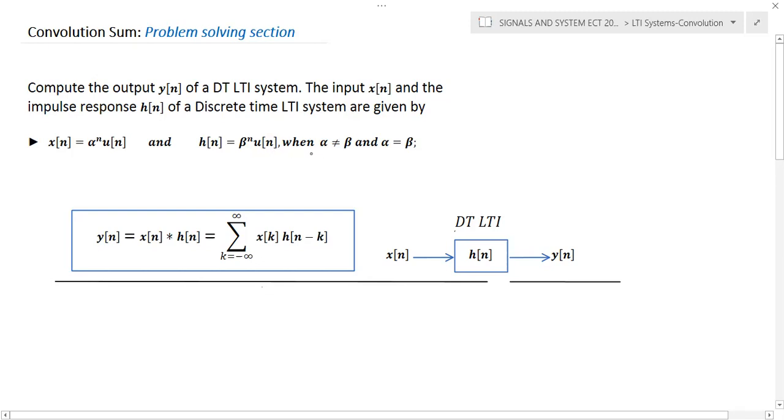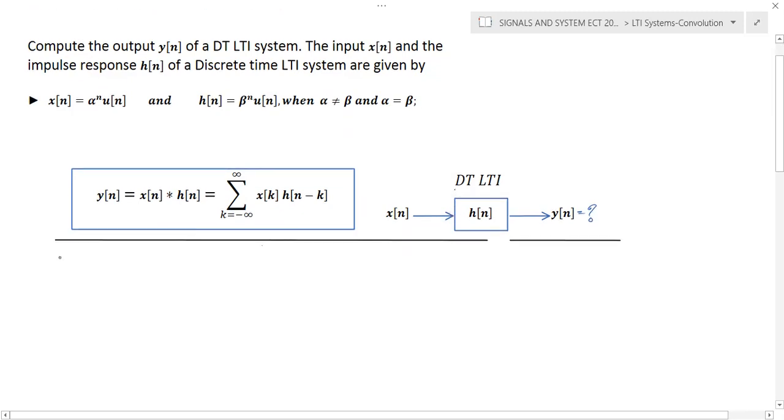We need to verify two conditions: when alpha not equal to beta and when alpha is equal to beta. And here we need to find out the system output y of n for the given input x of n and impulse response h of n. And first we will consider the case when alpha is not equal to beta.